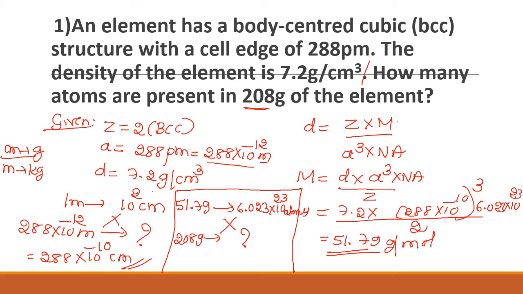You can directly do the cross multiplication here. You can write 208 into 6.023 into 10 to the power 23 divided by 51.79. The answer for this is 24.19 into 10 to the power 23 atoms. These many atoms are present in 208 gram of the element. This is one of your in-text problems. It is there in your textbook, but they have solved it in a different method.